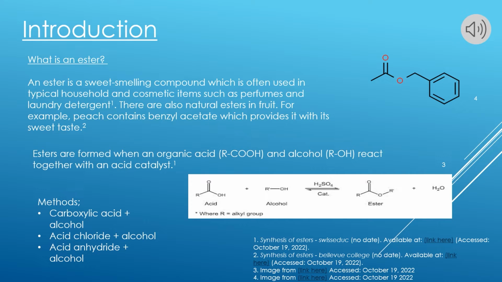Esters are formed when an organic acid and an alcohol react together with an acid catalyst. In this presentation, the methods we'll be covering are using carboxylic acid and an alcohol, acid chloride and an alcohol, and acid anhydride and an alcohol.